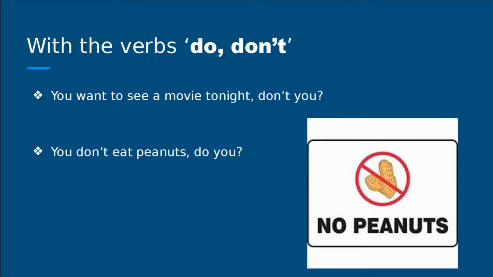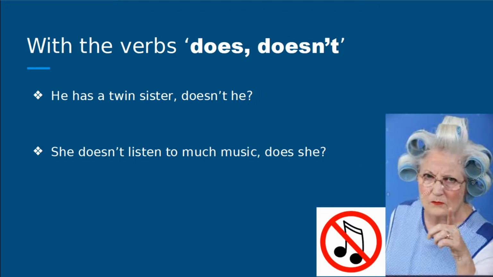With the verbs do and don't. You want to see a movie tonight, don't you? Or you don't eat peanuts, do you? I certainly don't. With the verbs does and doesn't. He has a twin sister, doesn't he? Or she doesn't listen to much music, does she? Notice that the doesn't is the negative and the does is the positive. If it begins with positive, it ends with negative, and the other way around.